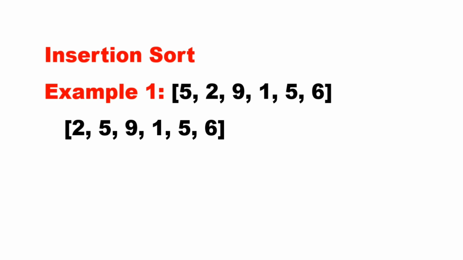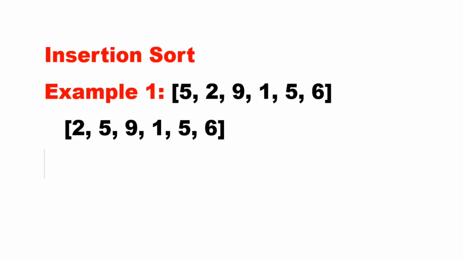In this, 2 and 5 are the sorted part. 9, 1, 5, 6 are the unsorted part. Next, we move on to the next. Insert the third element. The next element is 9. Compare it with the sorted part, which is 2 and 5. Since 9 is greater than both, it stays at the end. The sorted part is 2, 5, 9.